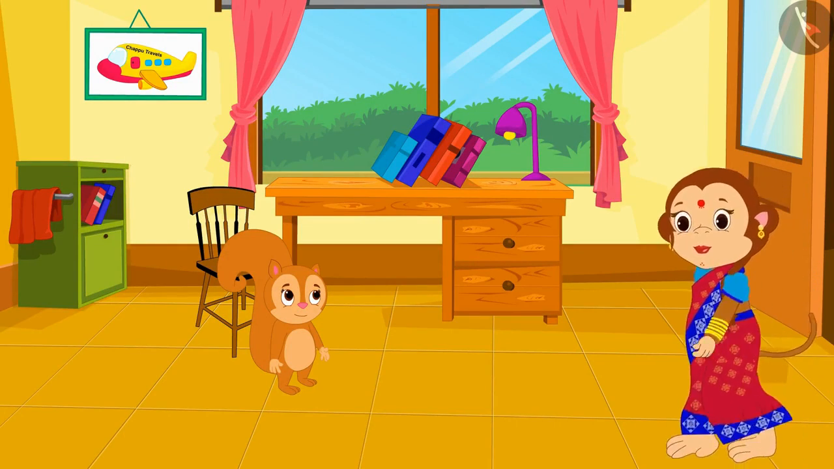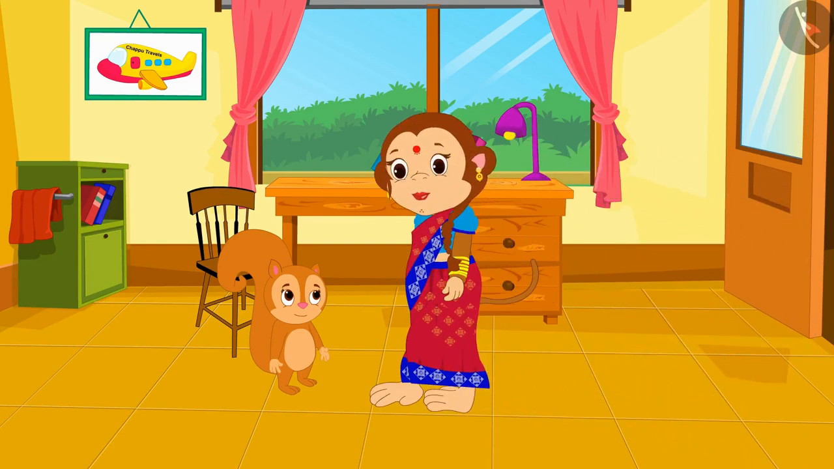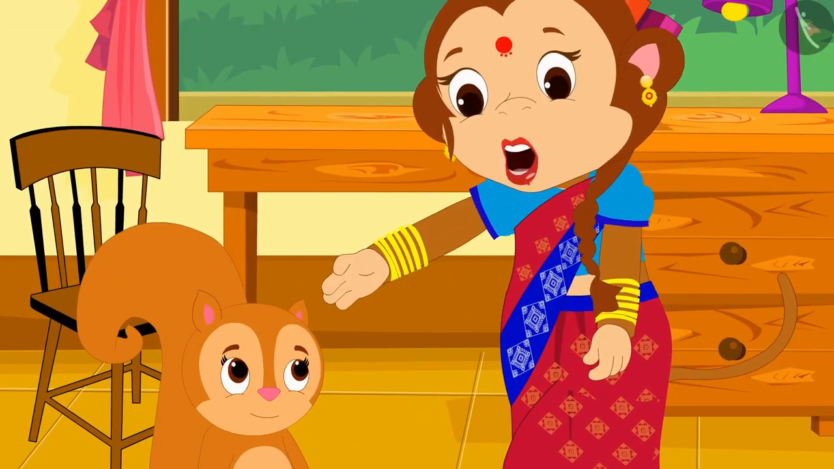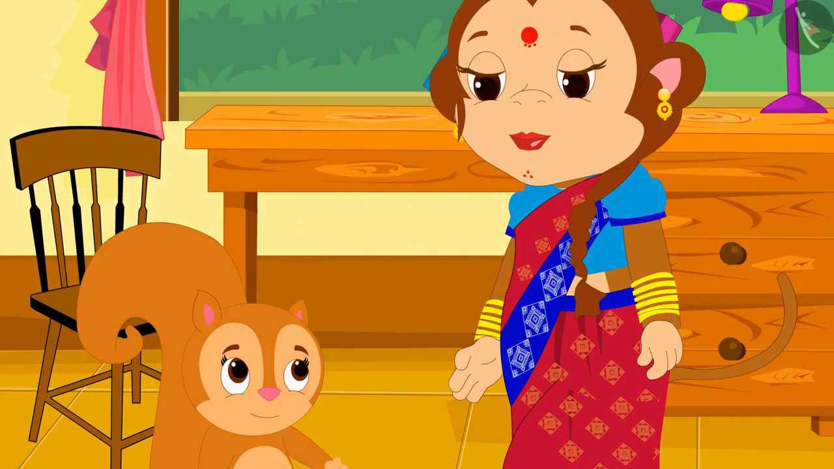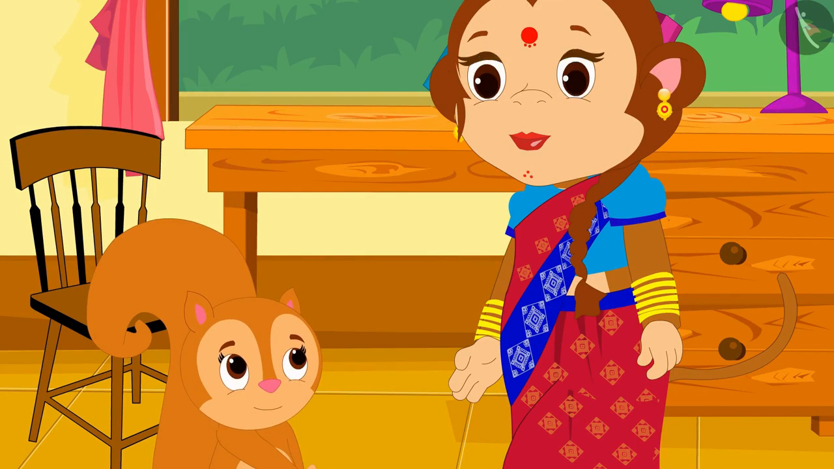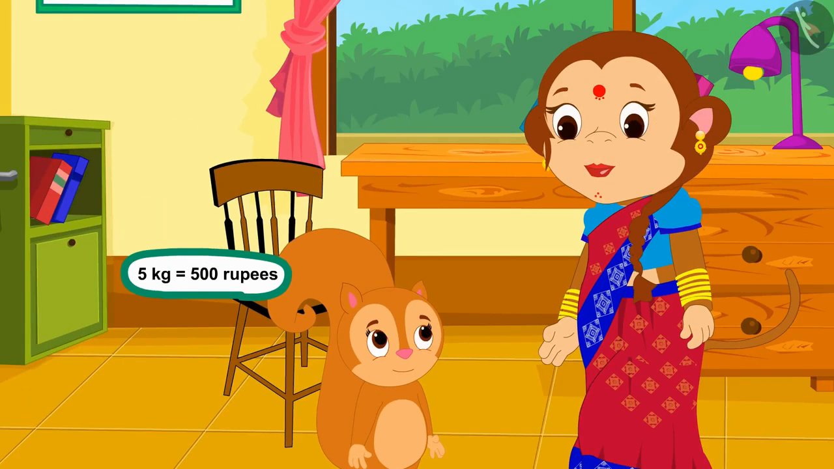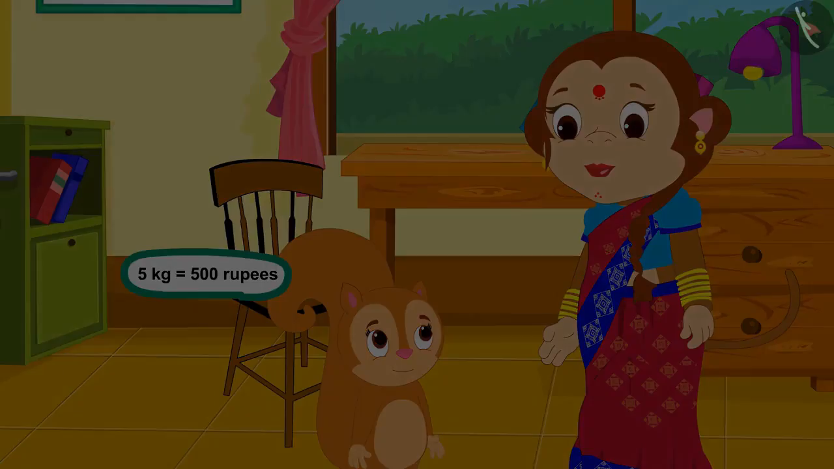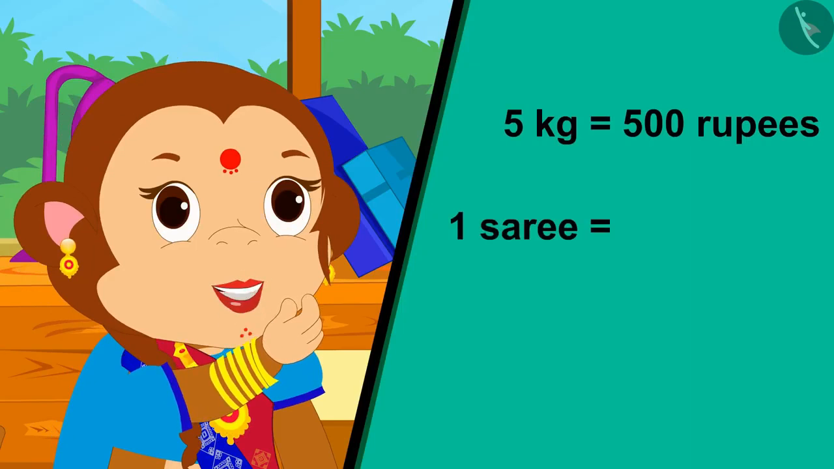Banno has come to the office of Chappu Travels to inquire about this. Chanda, I want to send my saris abroad. How much money will it cost me? Look, Banno, we take money according to the weight of the parcel. For a 5 kg parcel, you have to pay 500 rupees. Chanda told Banno. Now, Banno is thinking, one of my saris weighs 500 grams.